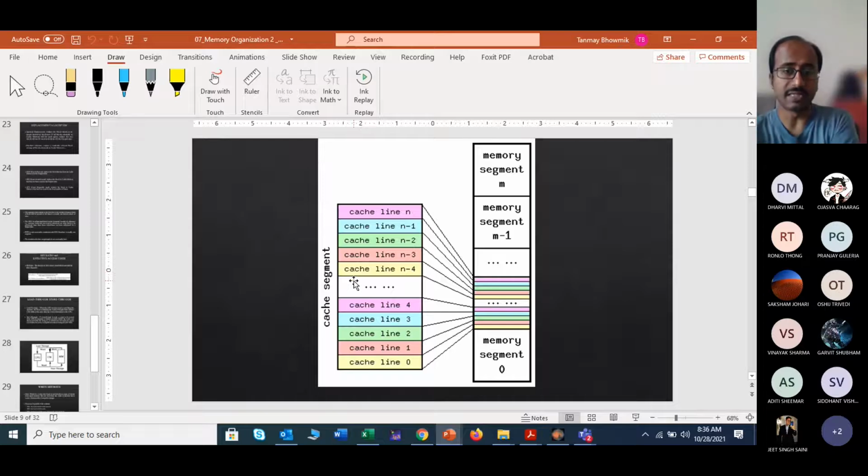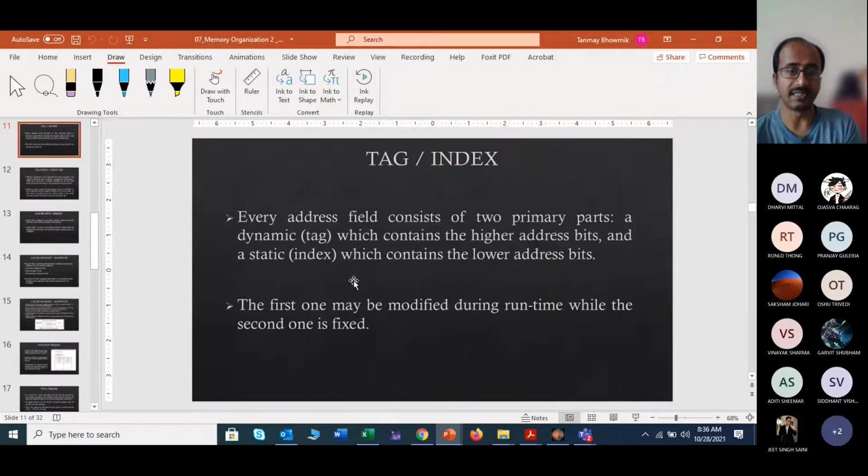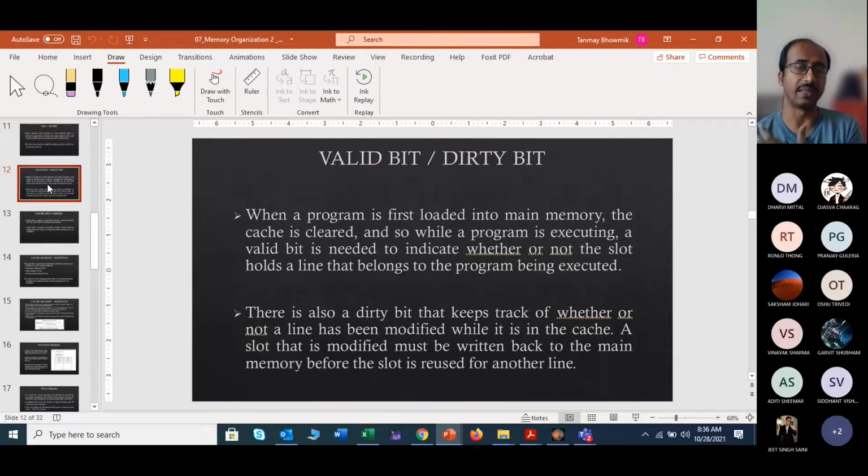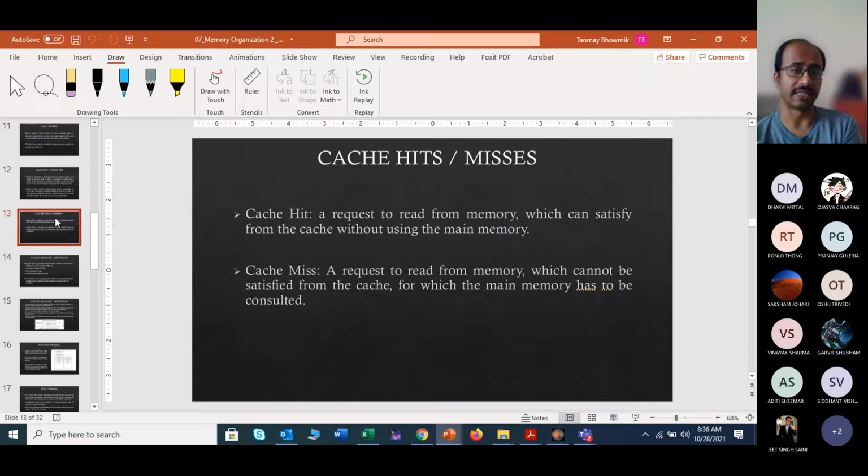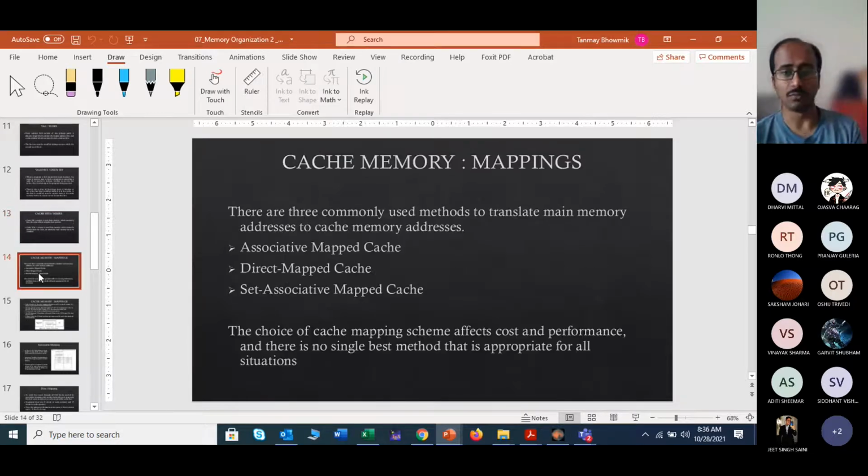So what we discussed yesterday was cache lines, how your data will be similar, then block, then set, these different terms. Tag, index we also discussed, valid bit, dirty bit, when it is a cache hit, when it is a cache miss, all these things were just brushed up. Now today's task is to start from this point: associative mapped cache, direct mapped cache, and set associative mapped cache.